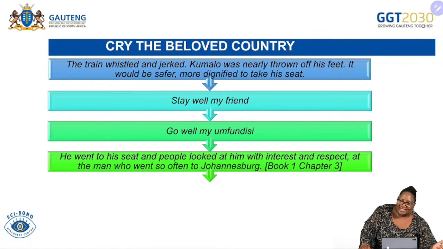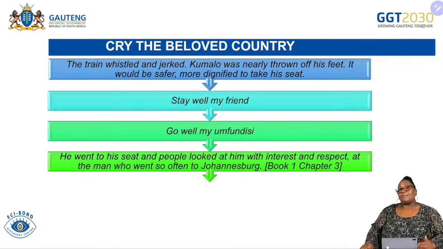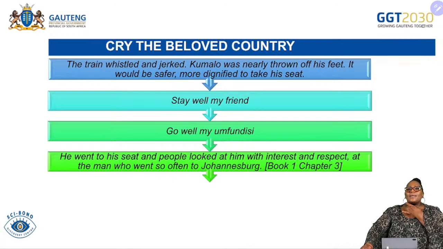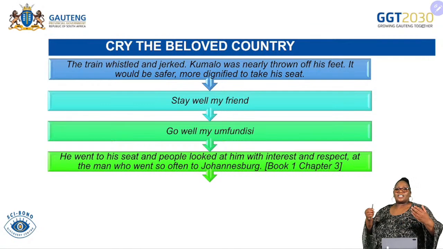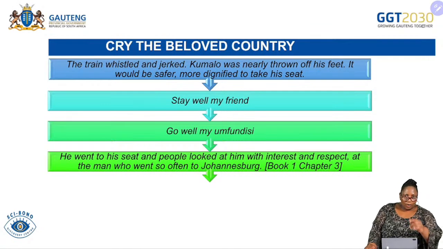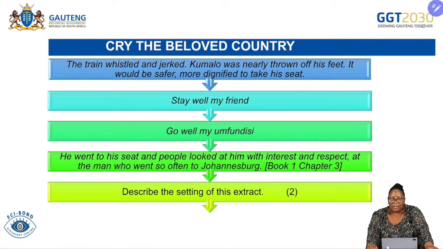The train whistled and jerked. And as it was bouncing from left to right, he almost fell. And he decided, let me go sit down before I embarrass myself, because he was the man of the collar. Everybody could identify him as a priest. They looked at him with awe, interest, and respect. And they thought, this man has been to Johannesburg a number of times.